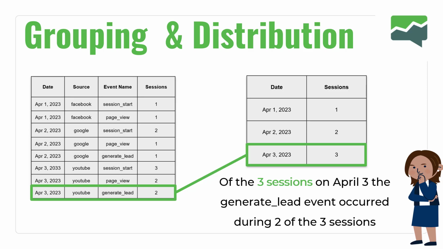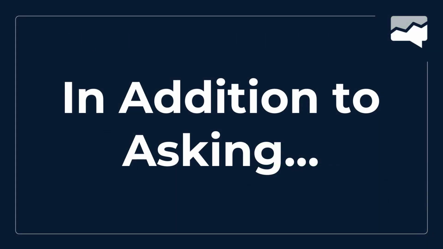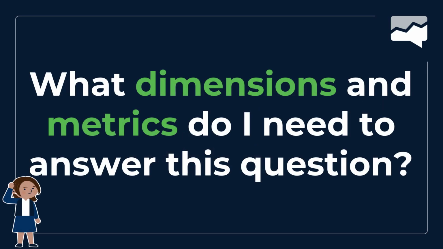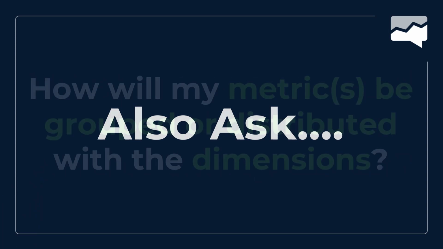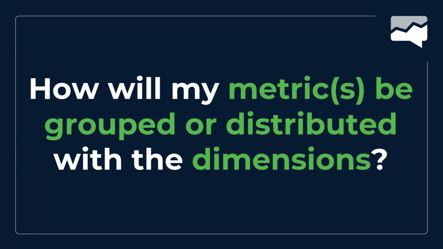The other one had a session start and a page view, but didn't generate a lead. For all 3 cases, somebody showed up on your site from YouTube, did something on your site, and left. But 2 of those sessions generated a lead. Now, what does that mean? It means in addition to asking what dimensions and metrics you need to answer the question, you really need to ask how your metrics will be grouped or distributed with the dimensions. It's really, really important.